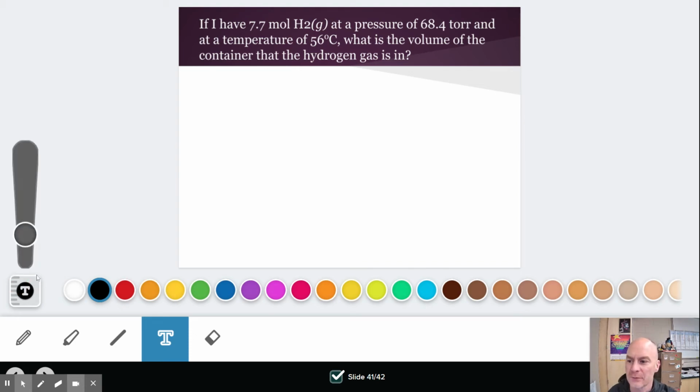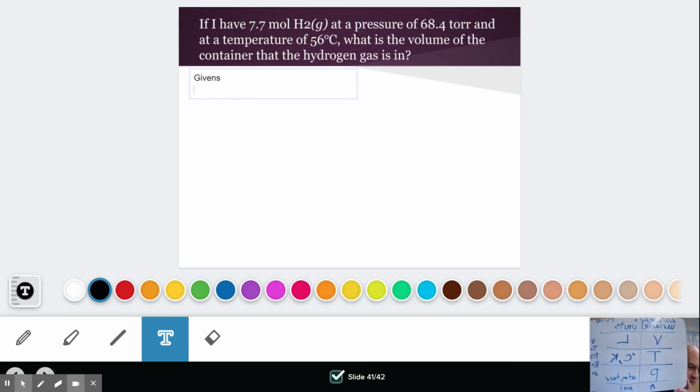As always, I want to first list my givens. So up here, my givens, let's see. I've got a whole bunch of numbers up there, so I've got to figure out what's what. If you remember, I put up this thing last time. So first it says 7.7 moles. So I see moles goes with n. So n equals 7.7 moles, and that's the amount of stuff I have.